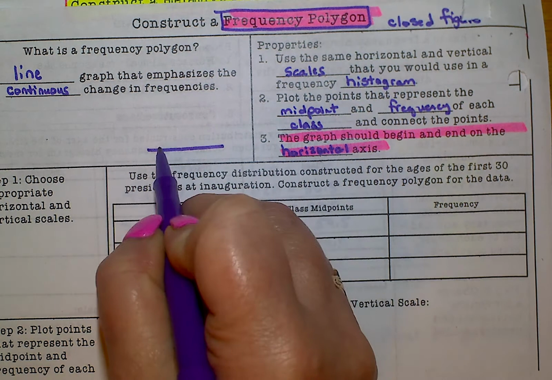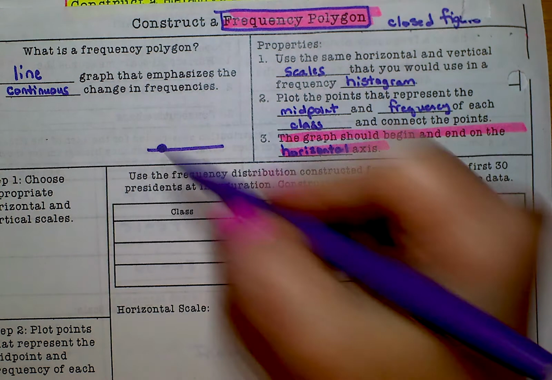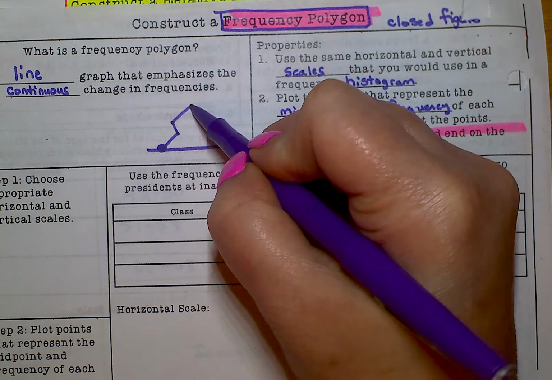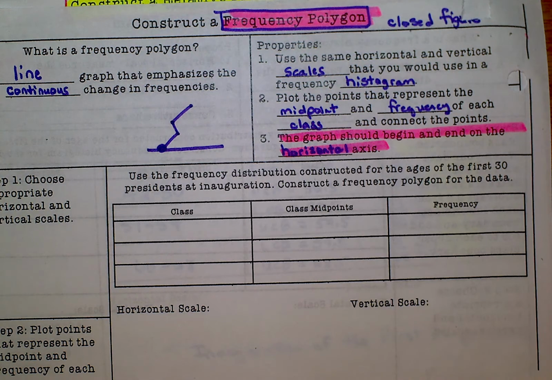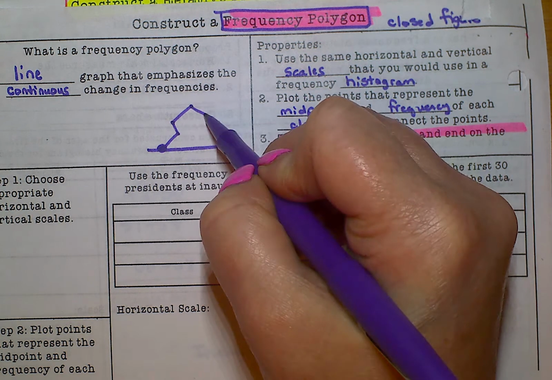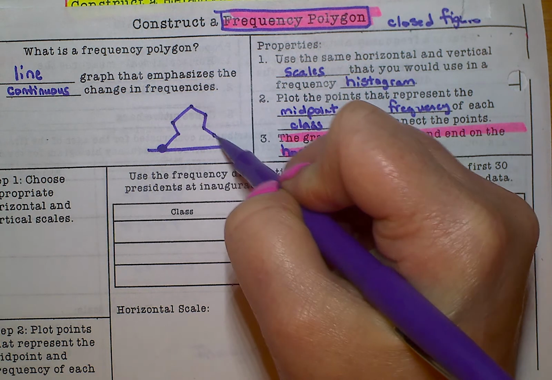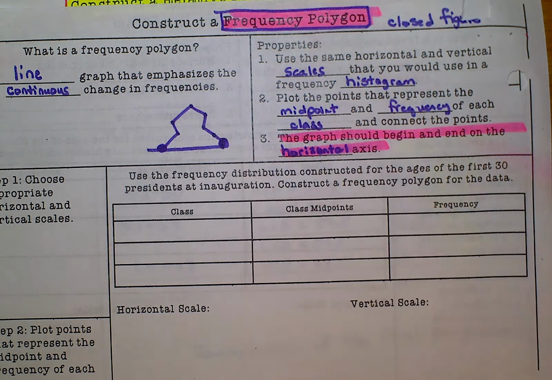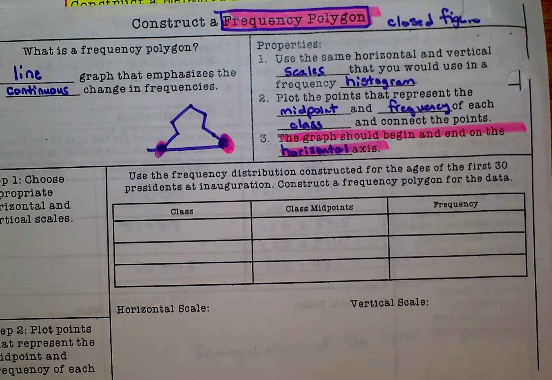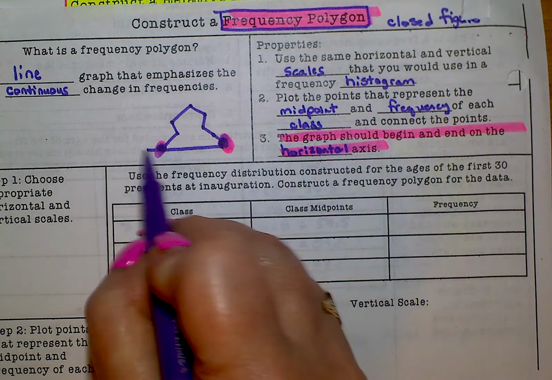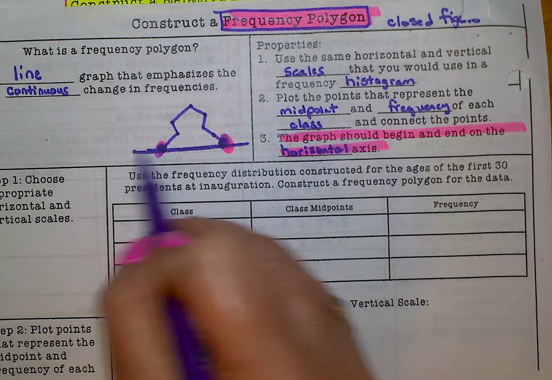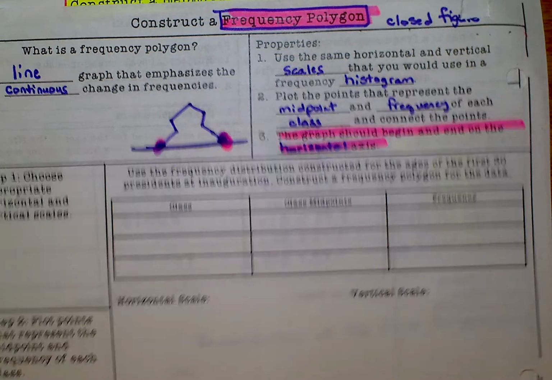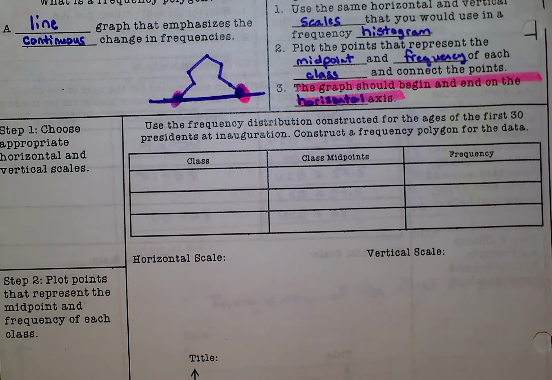Now, what that means is, you remember the ogive, it went up, up, something like that, and it stayed open up at the top. With a polygon, you have to bring that back down. So with the polygon, it is going to begin and end on the horizontal axis. So you need to make sure that it is closed, that it is bounded and closed.